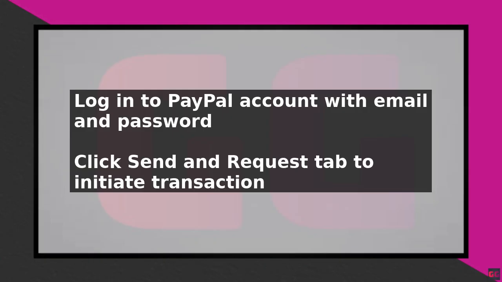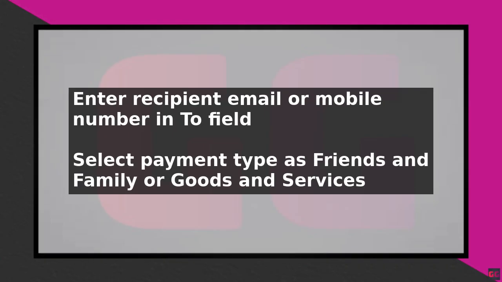Next, enter the recipient's email address or mobile number in the To field. You can also select a contact from your PayPal address book if you have previously sent money to this person. Enter the amount you want to send and select the currency. You will also need to choose the payment type, which can be either friends and family or goods and services.